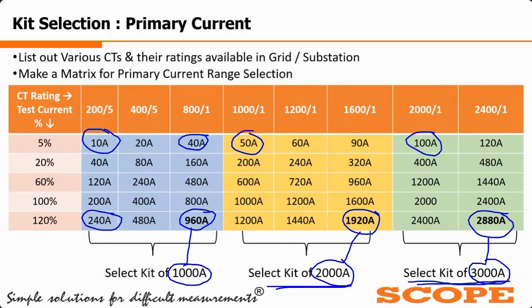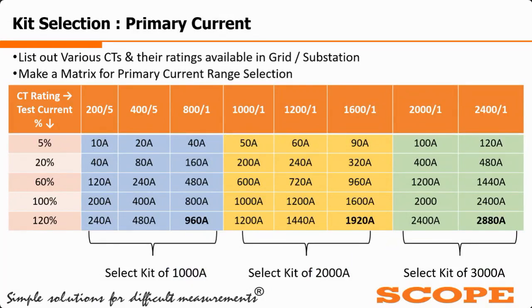And if a CT used in the substation has a rating of 2000 ampere and above, normally we cannot see this current range, but somehow we can see 2000 ampere by 1 and 2400 ampere by 1. In that case, you have to go with a 3000 ampere test kit. So these are the main selection criteria for an ideal primary current injection test kit. That we need to understand.